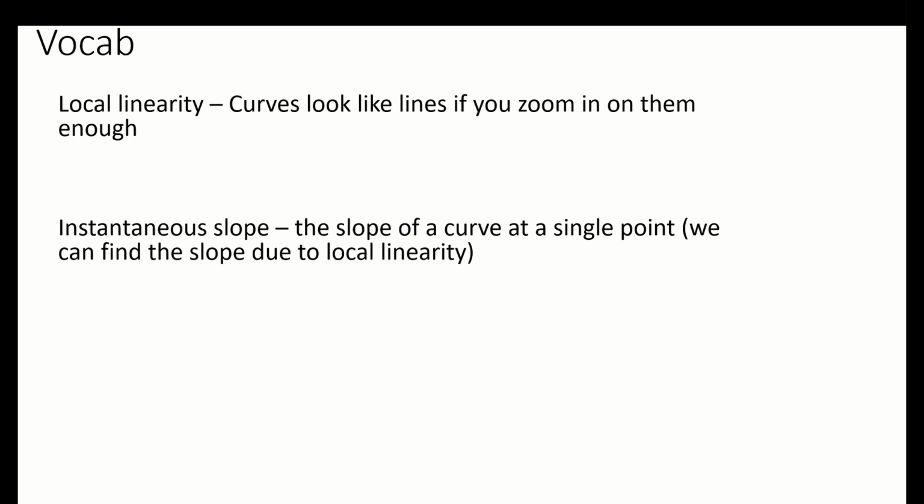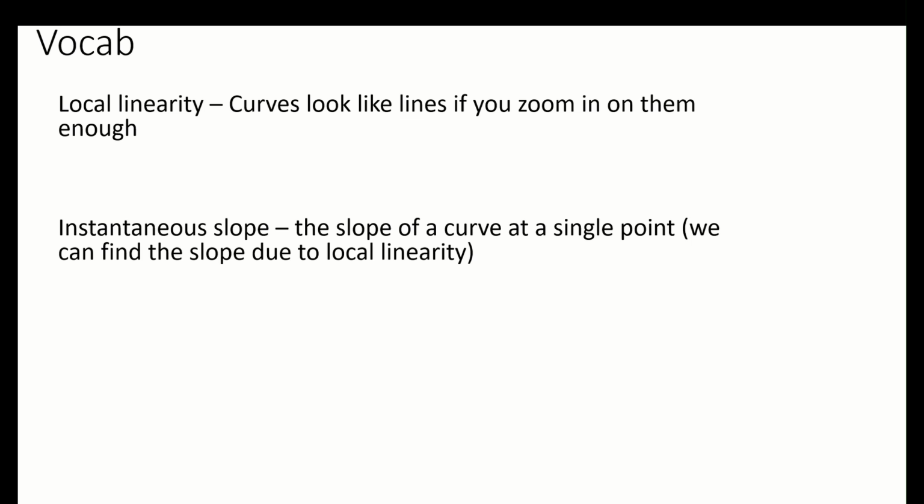Okay, so local linearity. Important vocab for this next part. Curves look like lines if you zoom in on them enough, okay? And because curves look like lines, we can find what we call this instantaneous slope, which is the slope of a curve at a single point. Okay, so we're able to find that slope due to this concept of local linearity.